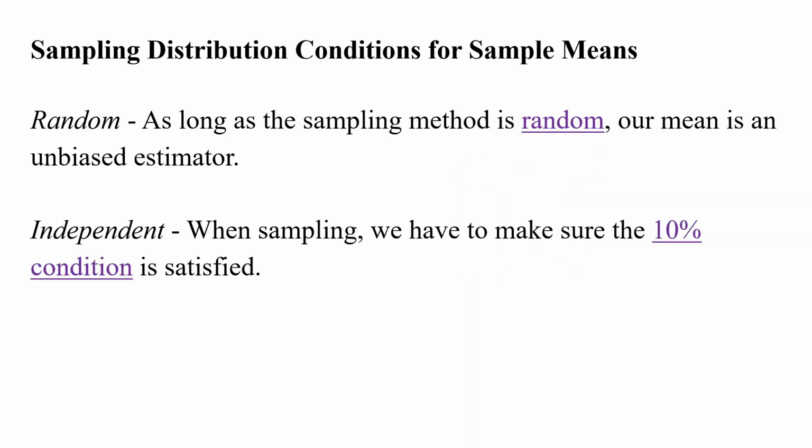And then the other one is the independent condition. When sampling, we have to make sure the 10% condition is satisfied. So again, that's specifically when we are sampling, that 10% condition. So those two are the same for sample means as they were for sample proportions.